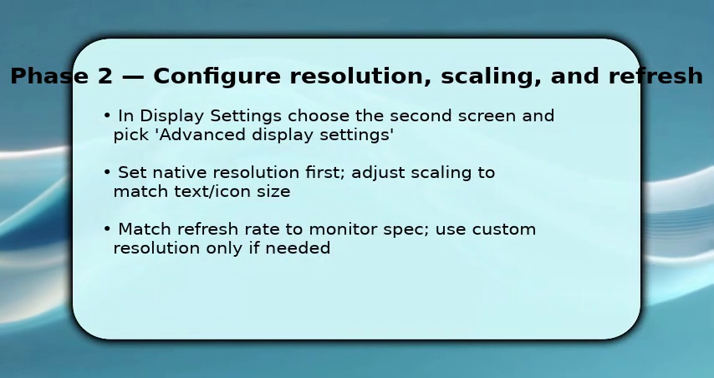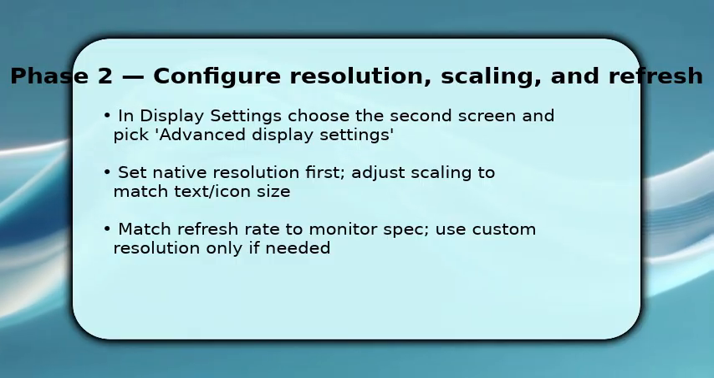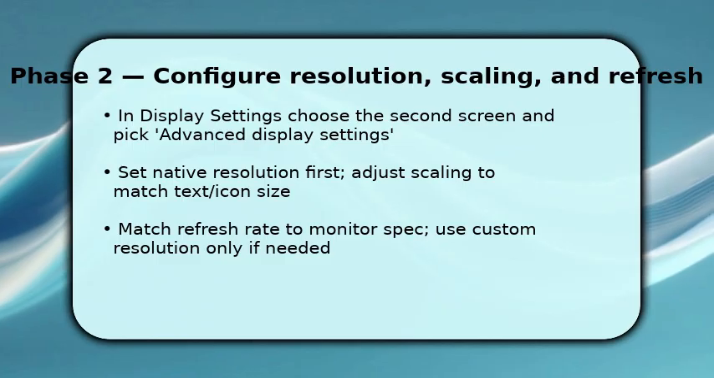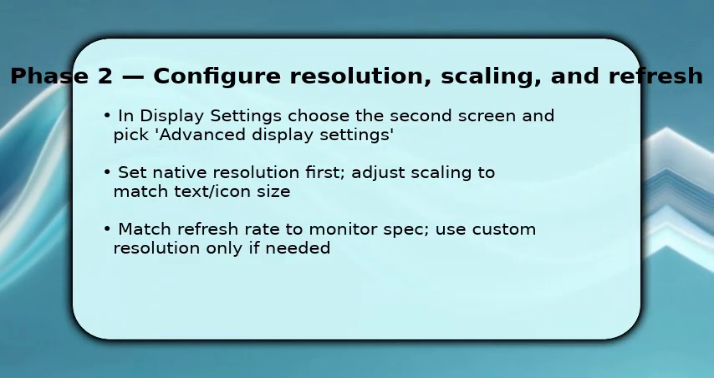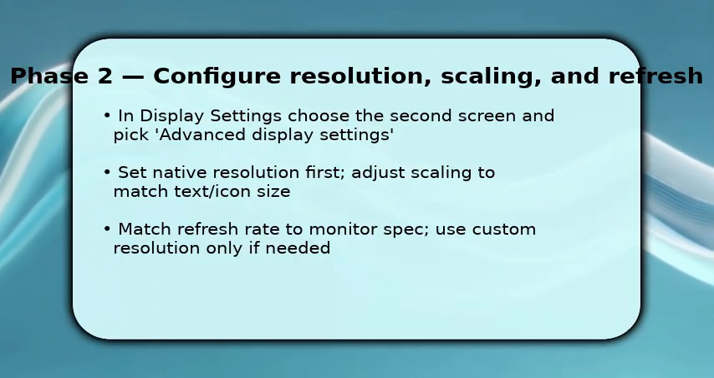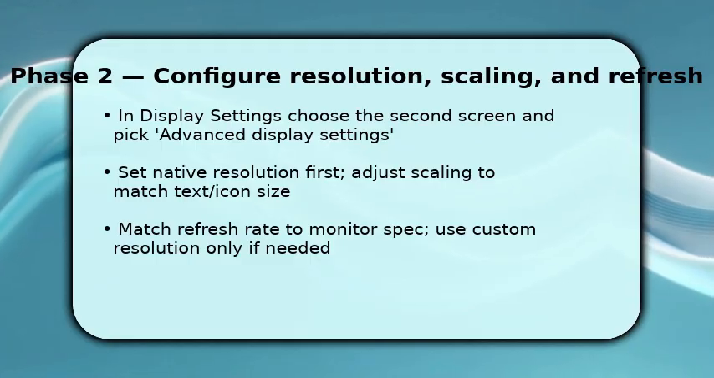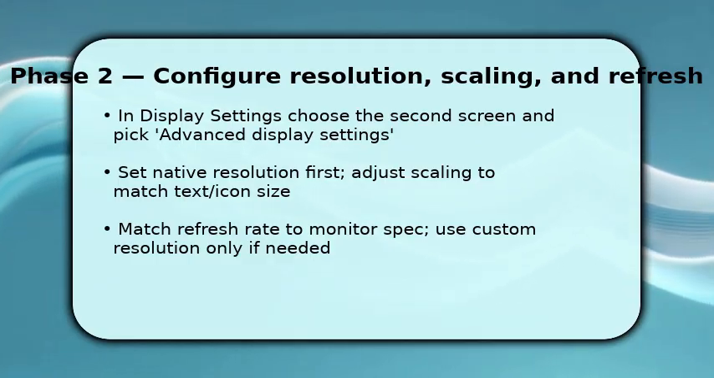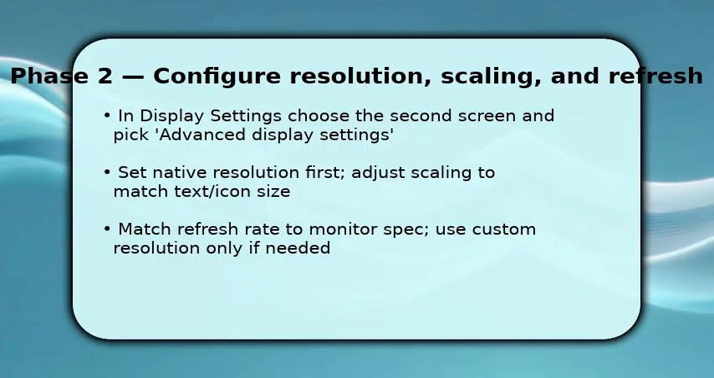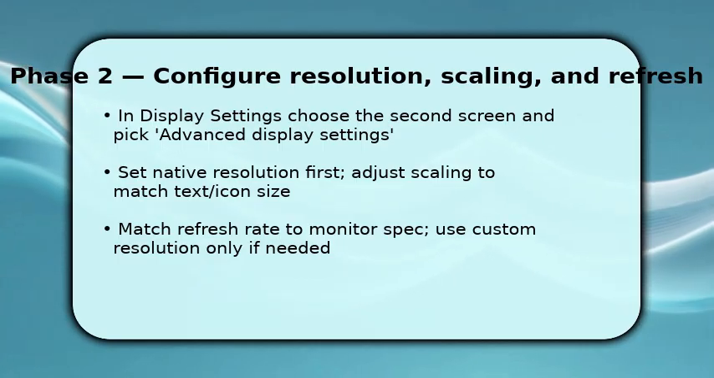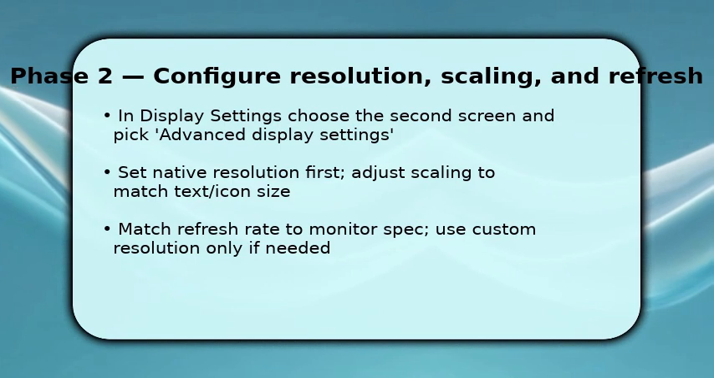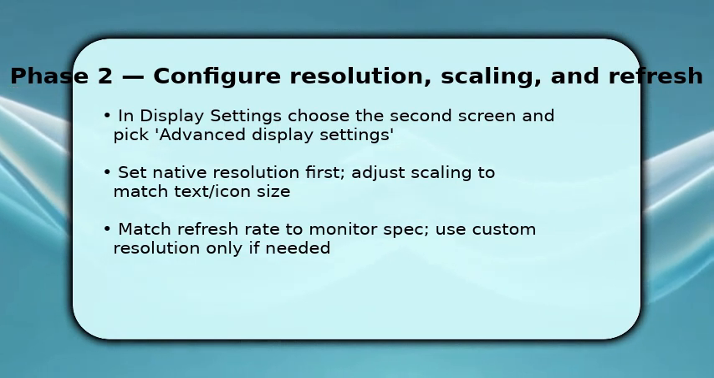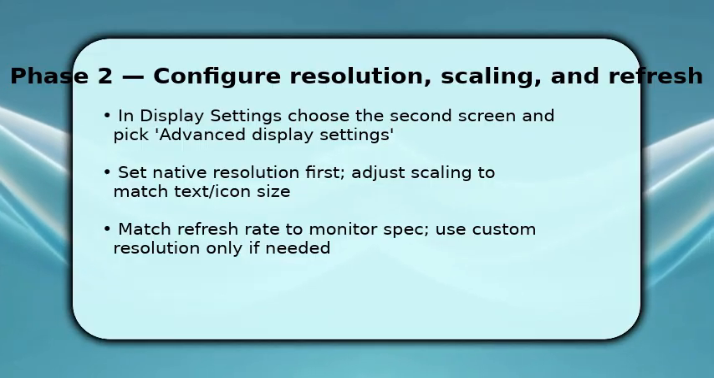Once detected, select your second display and choose its native resolution to avoid blurriness. Adjust scaling next so text and icons are readable. Higher scaling prevents tiny UI on high DPI panels. Make sure the refresh rate matches the monitor's spec, 60 Hz, 120 Hz, or 144 Hz, because a mismatch can cause perceived judder. If drivers limit options, update GPU drivers, then revisit advanced display settings. This sequence corrects most resolution and clarity problems.